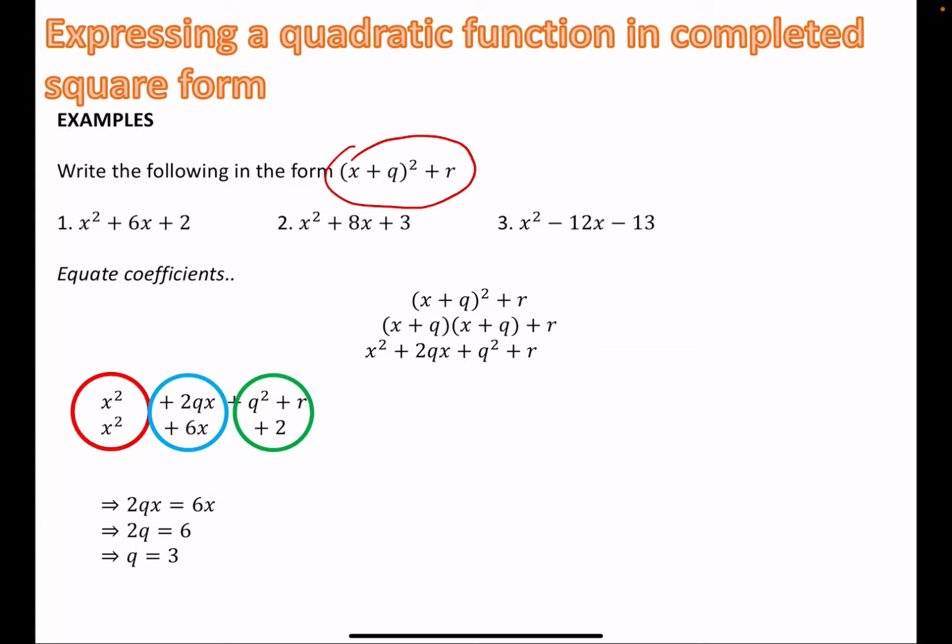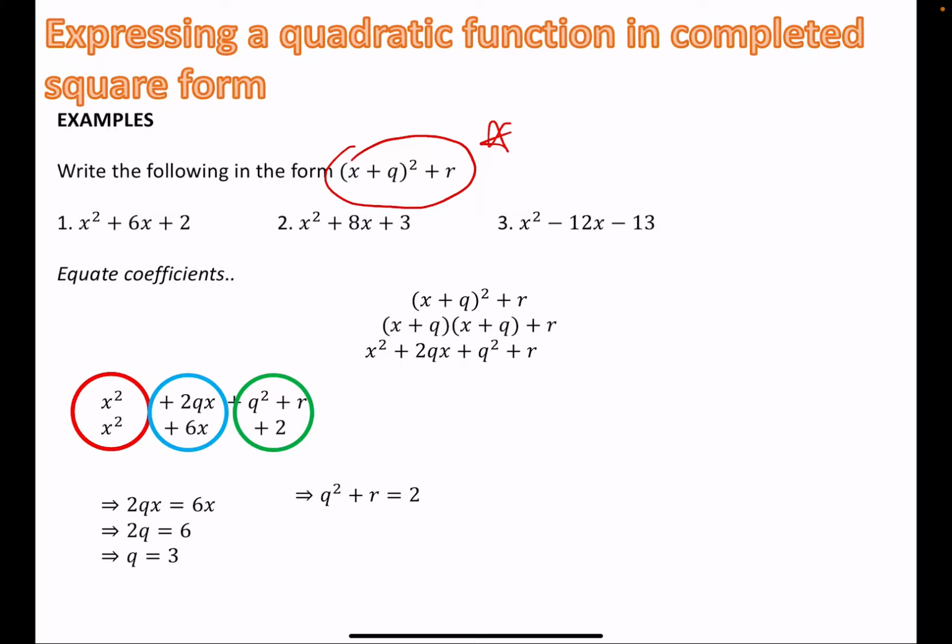Now that's the value that I'm going to put into the version I had at the start, okay? So I know my q number now, okay? Now I just need to find out what r is. And using that second bubble, I've got q squared plus r needs to equal 2. So for this to happen, q squared plus r needs to equal 2.